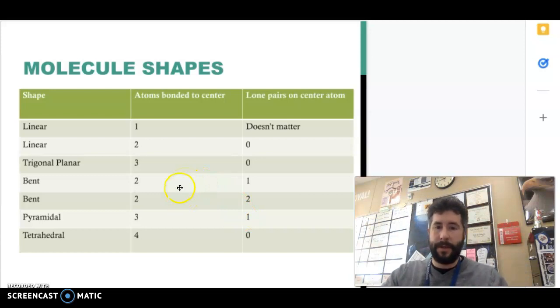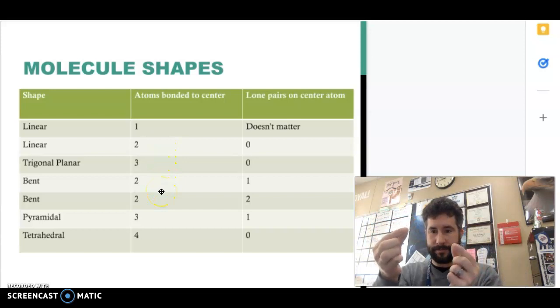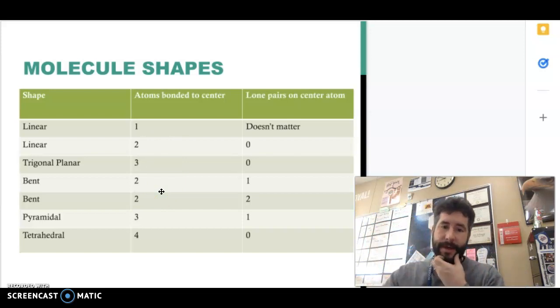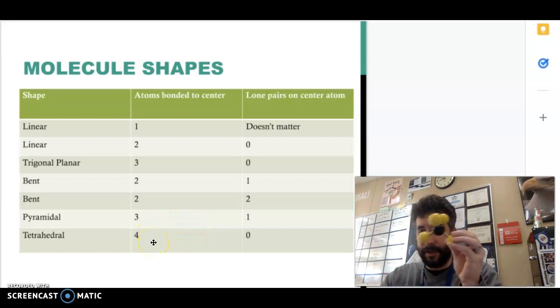Bent could be if you have two things and some lone pairs. Two things together would be straight or linear if there's no lone pairs. But as soon as you have these unshared pairs, they start to push those down towards each other. This one would be more bent because you have more lone pairs. And then you have the tetrahedral, again, which is four things spread out as much as they can. So those are some shapes to look at.